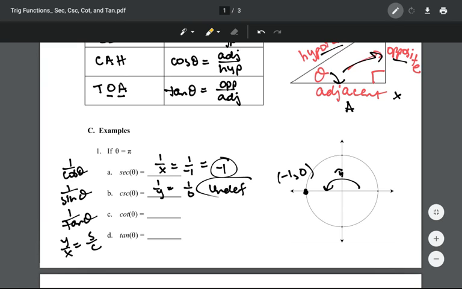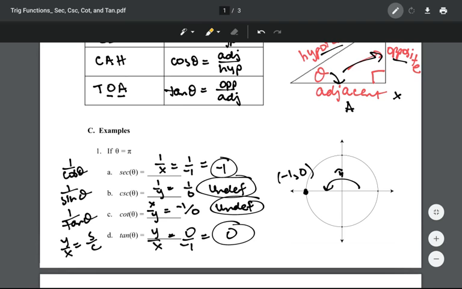So once we get into these reciprocals, we fall into some undefined values. Cotangent. Cotangent is 1 over tangent. That's going to be x over y. X over y is going to be -1 over 0, undefined again. I'll write undef for undefined. And then finally, tangent. Tangent is going to be y over x. Y is 0, x is -1. This is defined, and this one is 0.